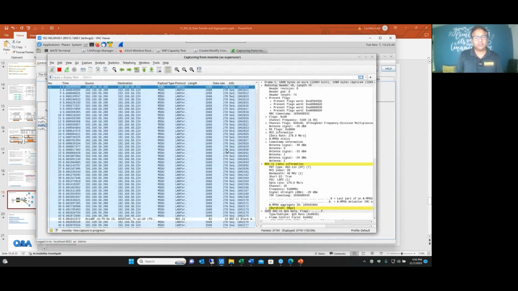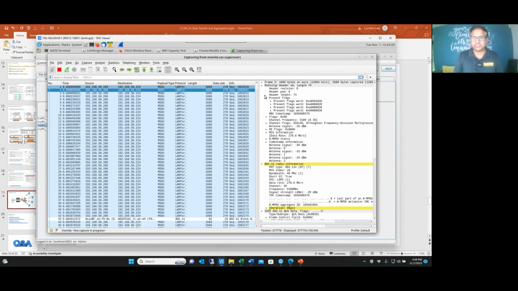Now it is doing aggregation. You can see all these MSDUs. It is not doing AMSDU, it is only doing MSDUs. And all these MSDUs are part of one AMPDU, right? So these are all clubbed together, and they will all have individual MAC headers.